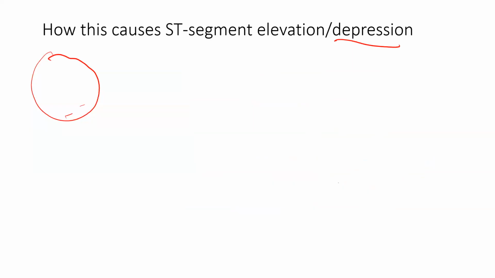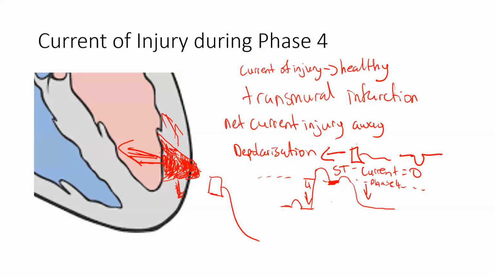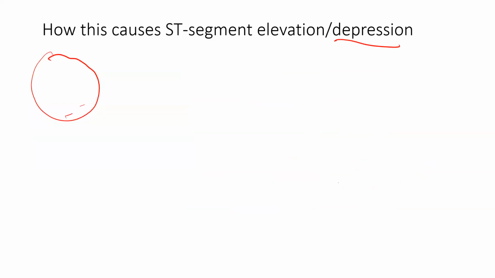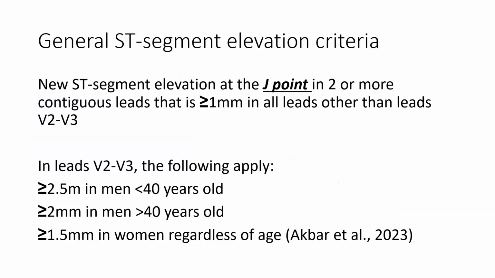So we're going to move on from the reasons why we often see ST elevation and depression, and we're just going to quickly go to the general criteria for ST segment elevation. The J point in 2 or more continuous leads needs to be greater than 1 millimeter, other than V2 and V3, because that's looking at more of your anterior, and generally it's going to have a lot more electrical activity happening, and that's where you get your bundle branch blocks and your hypertrophies.